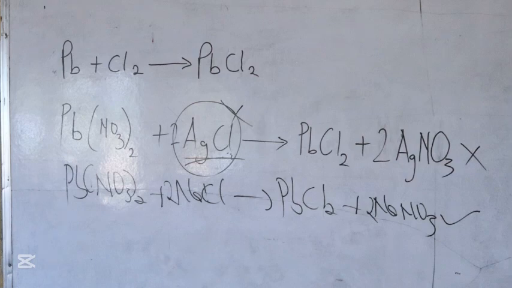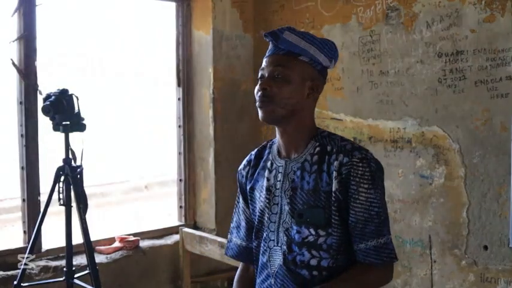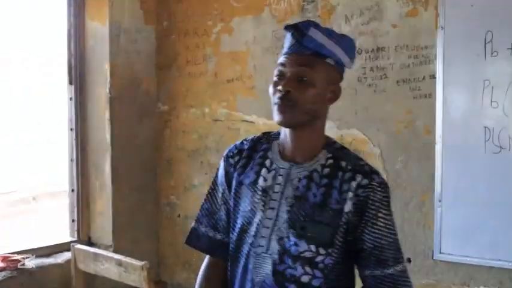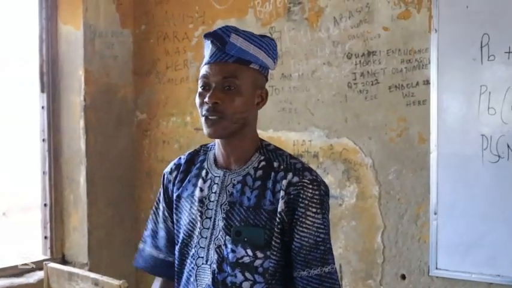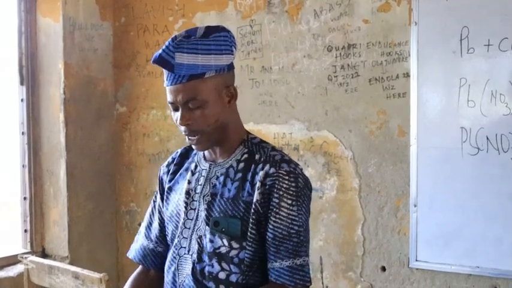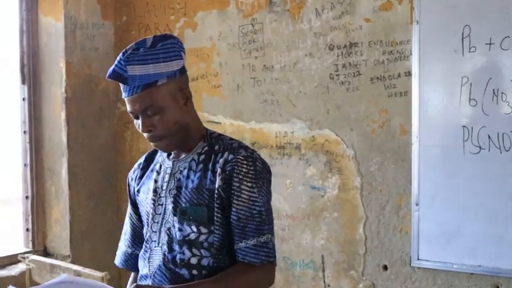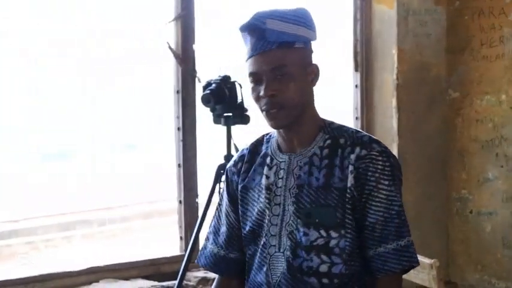Then the next one, displacement reaction. Anybody? We want to prepare lead 2 chloride by, yes Hafiz, by displacement reaction. By displacement reaction.